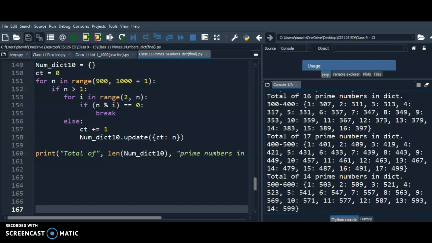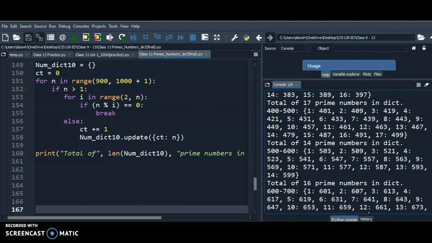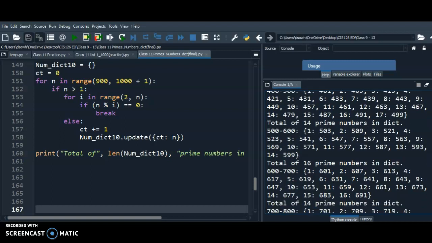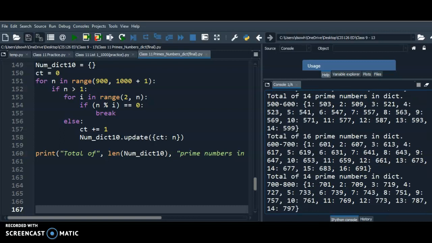Okay, now there's a total of 16 prime numbers in dictionary from 300 to 400. Okay, now there's a total of 17 prime numbers in dictionary from 400 to 500. Okay, now there's a total of 14 prime numbers in dictionary from 500 to 600.